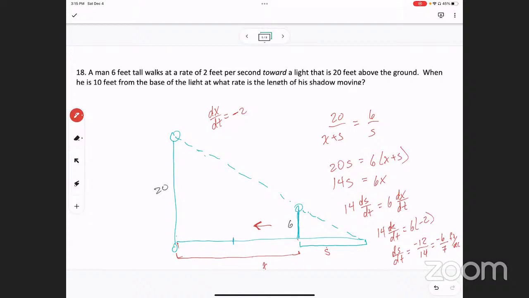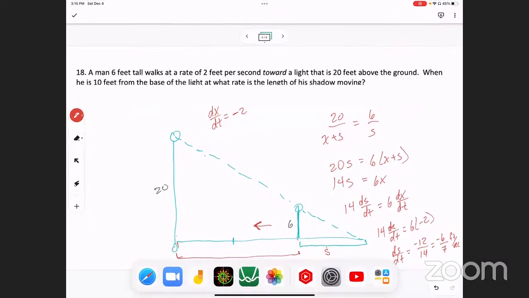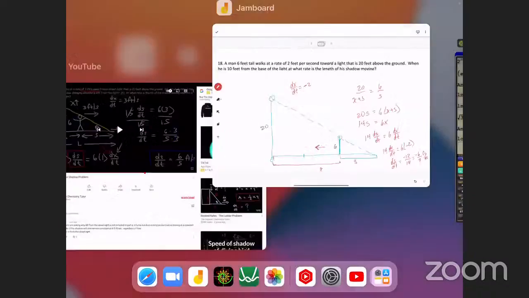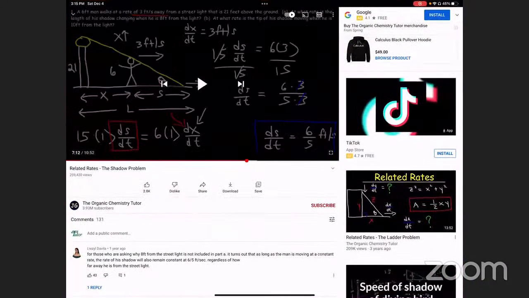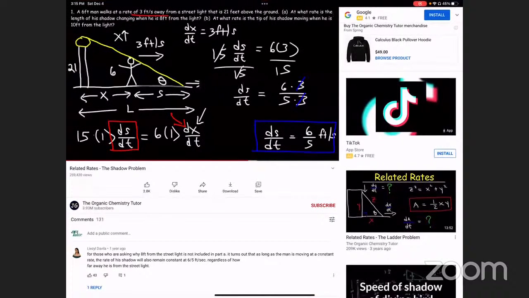I don't know. It doesn't give you answers on this one. It's annoying. That's got to be right, though. I don't know how else it wouldn't be. Well, I don't know. Let's see. The concern I have is we never factored in the 10. He says right here, what rate is the length of the shadow changing when he's 8 feet from the light? It changes by 6 over 5 feet, or 1.2 feet.